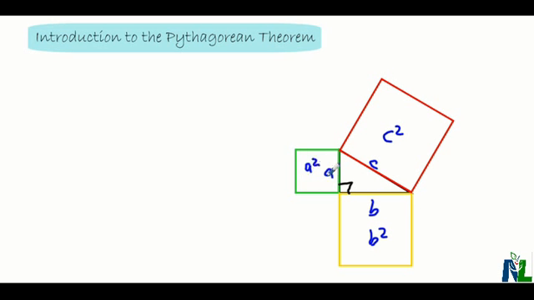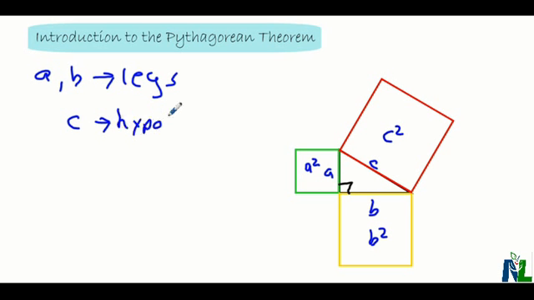Now A and B we usually refer to as legs. And C, that longest side, the longest side in a right triangle, which is also opposite the right angle, we call the hypotenuse.